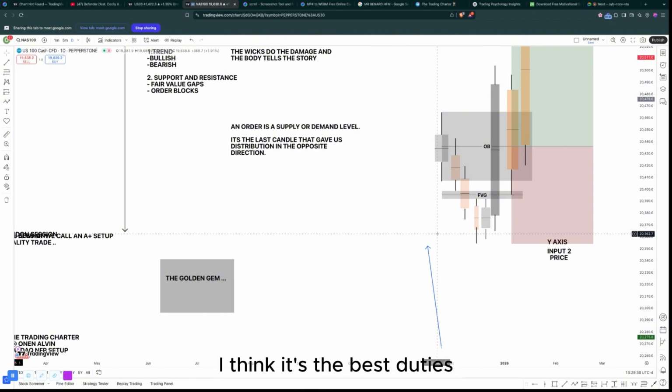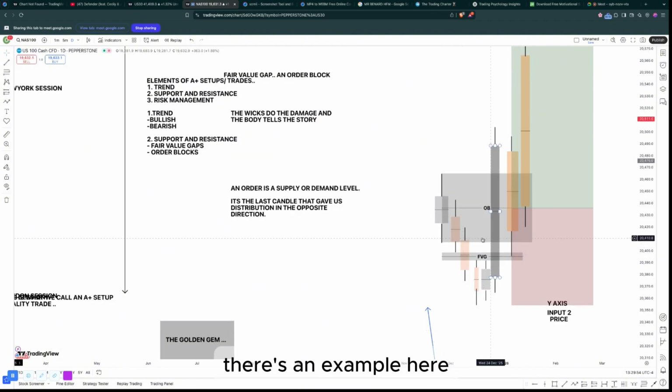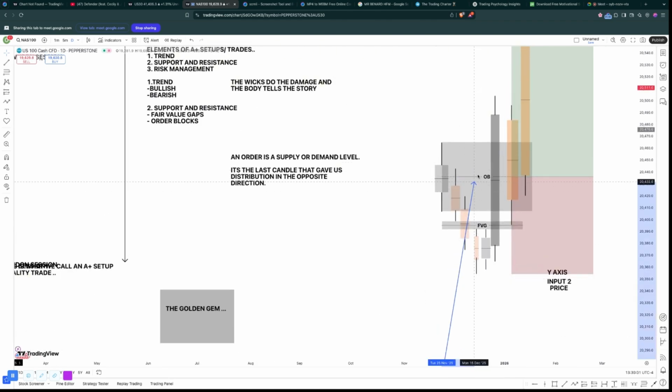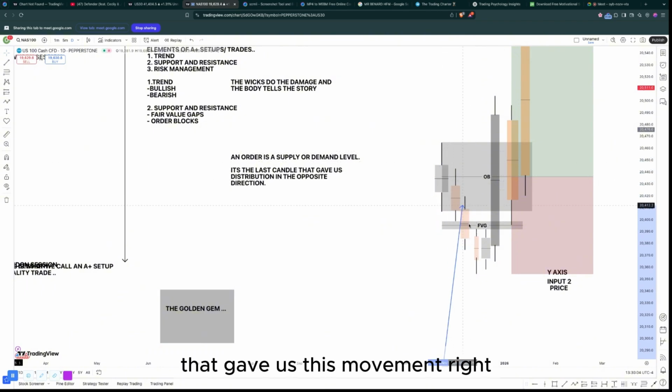Have you guys understood it? So that is the fair value gap. And also this fair value gap acts as what? Support and resistance. So there's an example here. So this is an order block here, right? Because this is the last candle that gave us this movement, right?